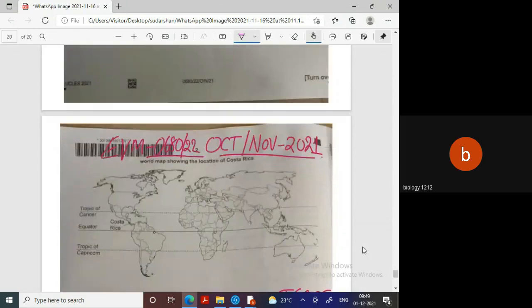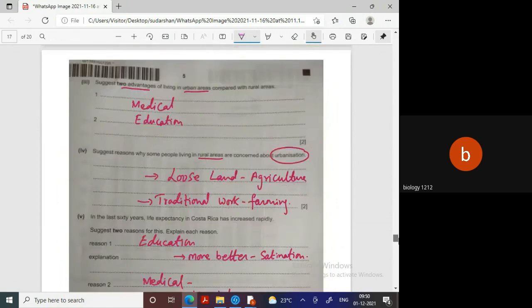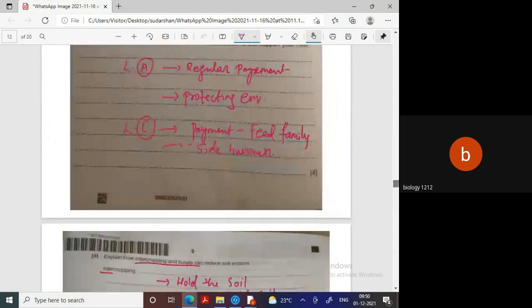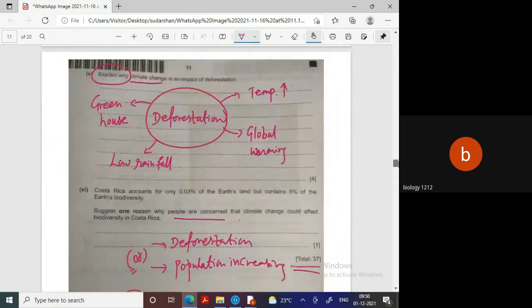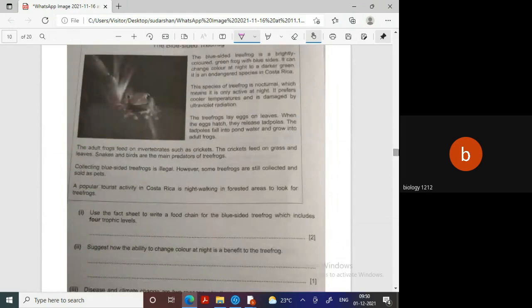If you remember, EVM 0680 2021, and we have selected paper 22, October November 2021, the recent paper of EVM. So we have finished question one there, and we are going to begin with question number two.